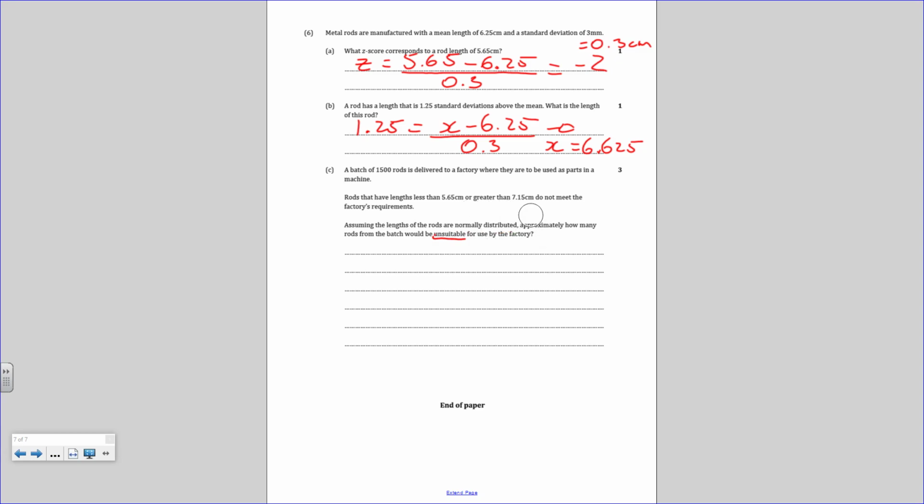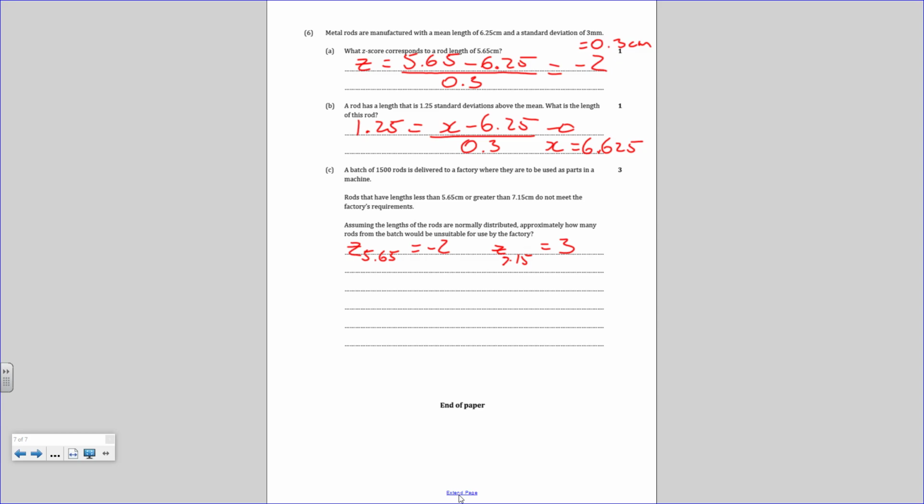Making sure that we're reading the question carefully: a couple of people found how many rods were usable, but we're trying to see how many are unsuitable. So what we need to do first is find the z-scores for each of these. The z-score for 5.65, we found in part A, was -2. And the z-score for 7.15 is going to be 3. So any rod with a z-score lower than -2 or greater than 3 is unusable. It's either too big or too small for the factory.